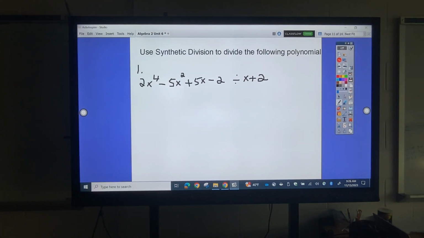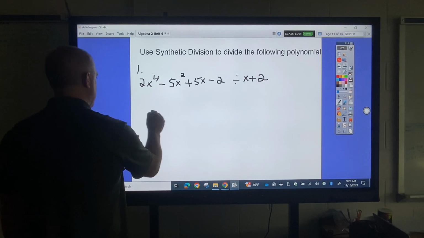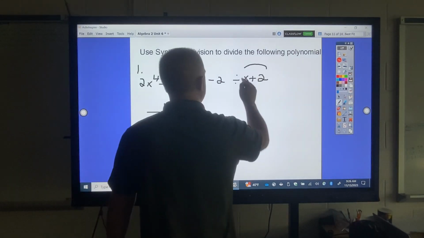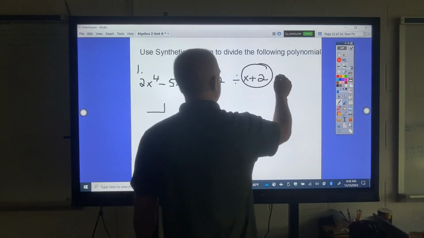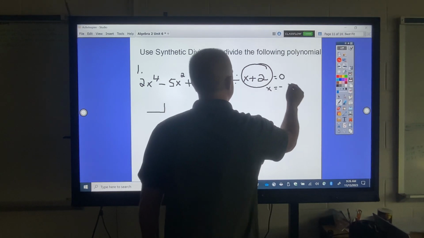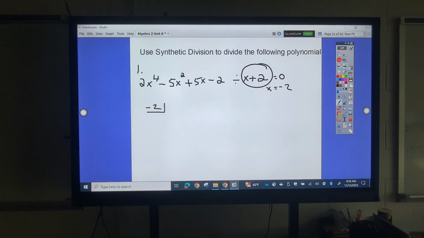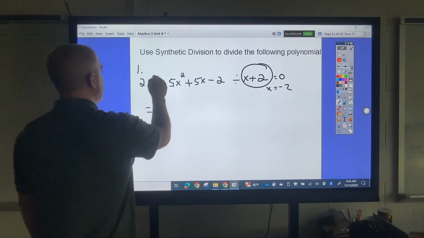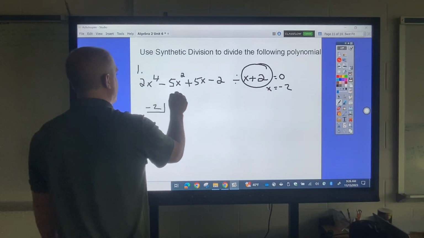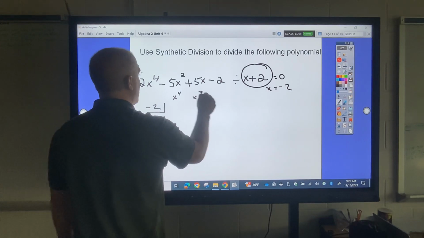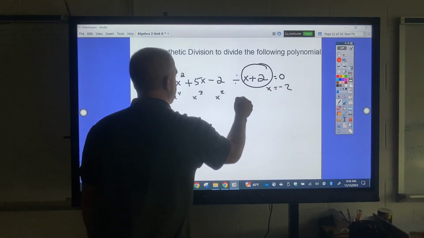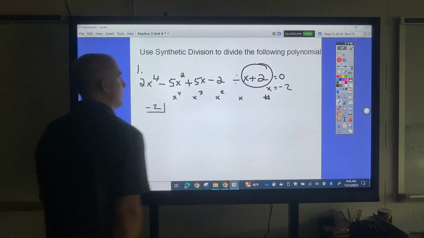Okay. Use synthetic division to divide the polynomial. Now, here's what you do. It's actually pretty simple. Whatever you're dividing by, if you set that equal to 0, that would be x equals negative 2. That number goes in the half box. Okay? Now, you take your biggest exponent, which is x to the 4th. You have to account for all of the exponents running down to the number.